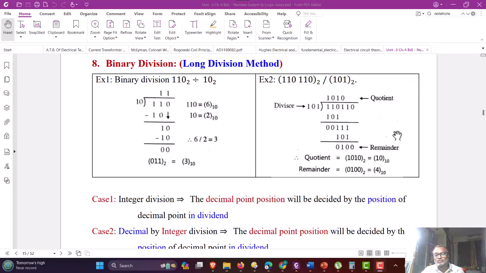100 corresponds to 4. 1010 is 10 and 101 corresponds to 5. So 5 into 10, 50, plus 4. 110 corresponds to 54 decimal.